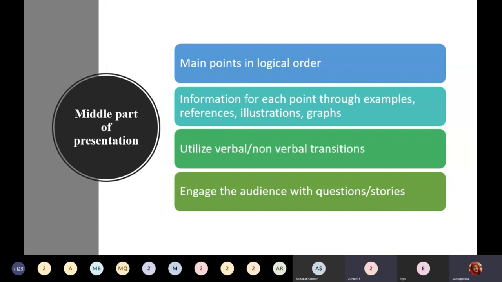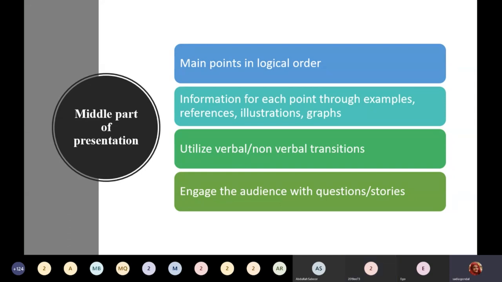Third important part, utilize verbal and non-verbal transitions. Now, what is this verbal transition? They are very, very important, by the way. Why? Let's start with the definition of the word transition. If you break it, it means transit. Transit means moving from one place to the other, changing. So transition over here means that when you are conversing with people, you need to give them a signpost.